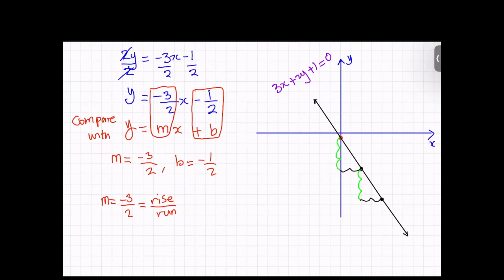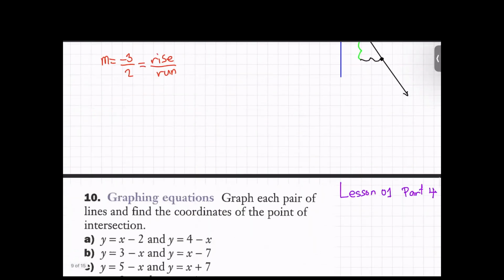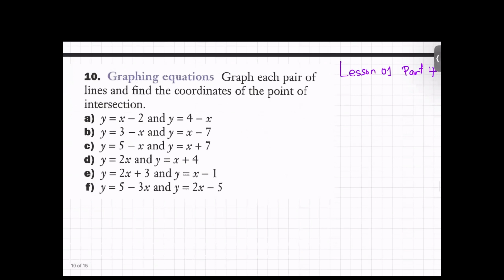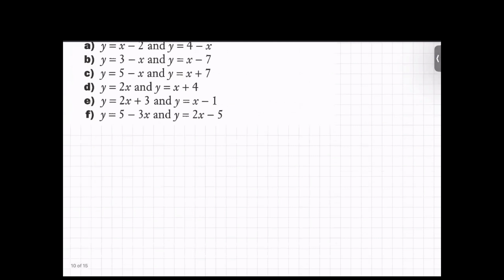So that's it for this particular example. Now the official part 4 of lesson number 1 begins from here, when we're doing the exact same thing, but now we're doing it for 2 equations. Because of time, I will do only one example for this one.